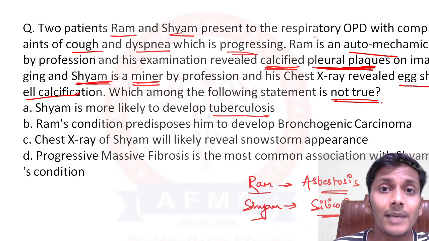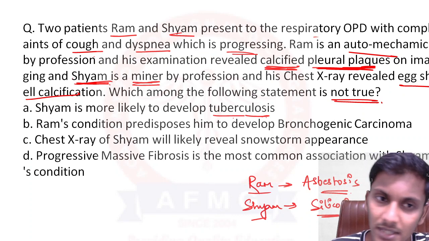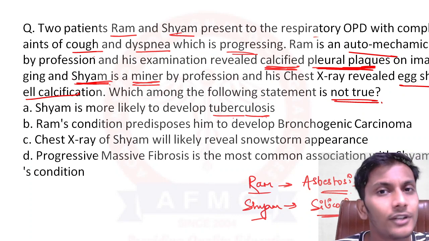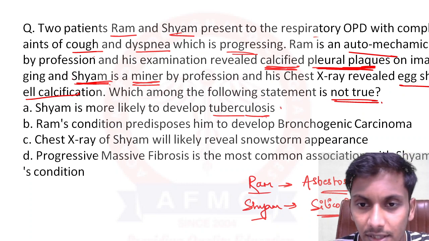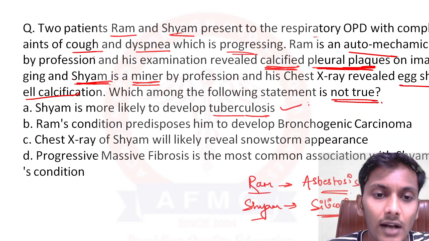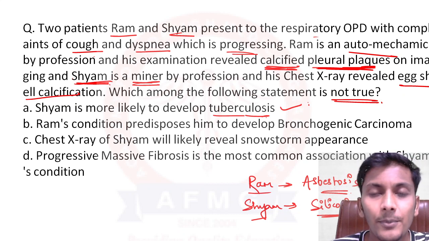Tuberculosis. Therefore, it is sometimes also termed silicotuberculosis. So please remember, yes, Shyam is more likely to develop tuberculosis. Yes, this statement is right. Next, option B. Ram's condition predisposes him to develop bronchogenic carcinoma.